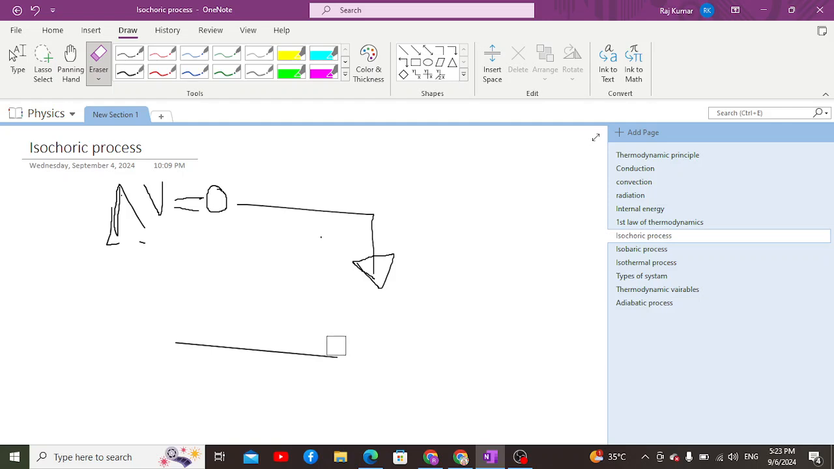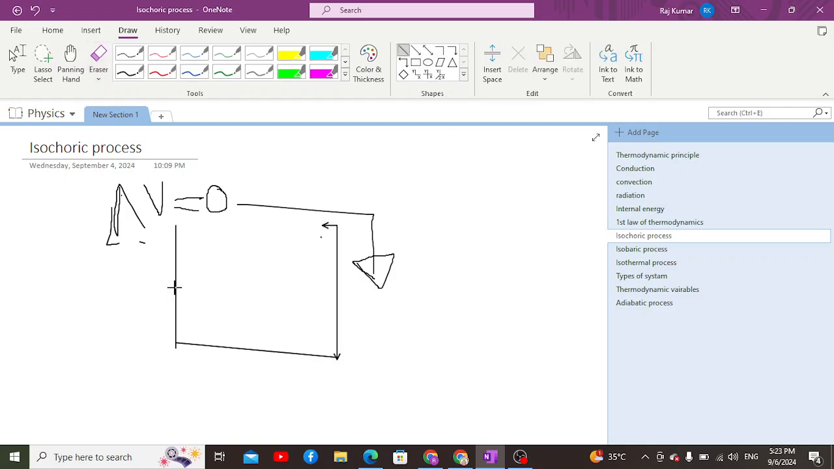Let me just draw the diagram once again. Alright. So the volume of the cylinder should be kept constant, due to which we use a fixed piston.